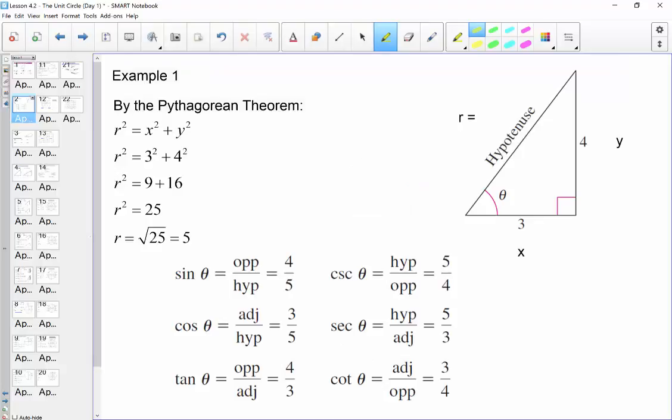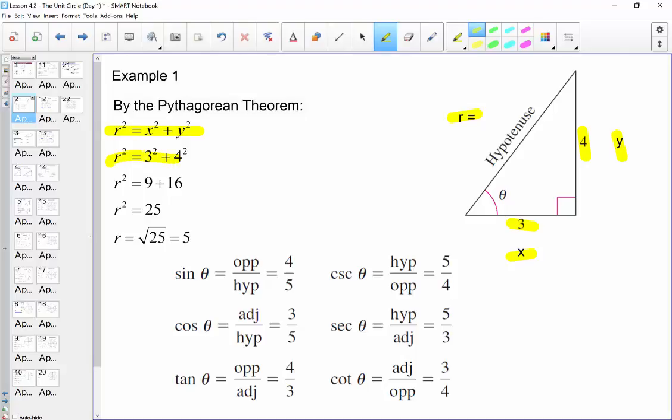In this example, in order to learn how to apply these six trigonometric functions, we need to evaluate this triangle. Now we're given two sides. The bottom is 3, and the length is 4. But we need to determine what the hypotenuse is. You might remember from your geometry days that we can do that using the Pythagorean theorem. Specifically, the side x squared plus the side y squared equals the hypotenuse squared, or r squared, which is represented by this equation here.